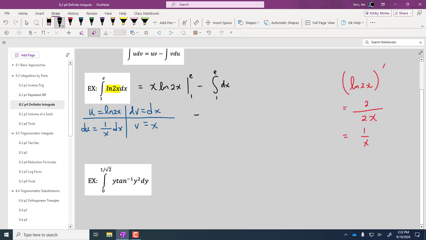Right. Okay. So let's evaluate over here. We're going to have e times natural log of 2e minus 1 times natural log of 2 minus the quantity e minus 1.